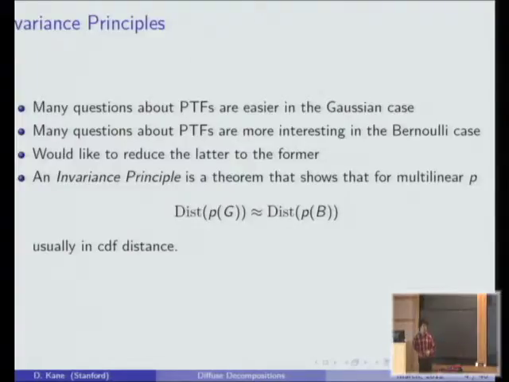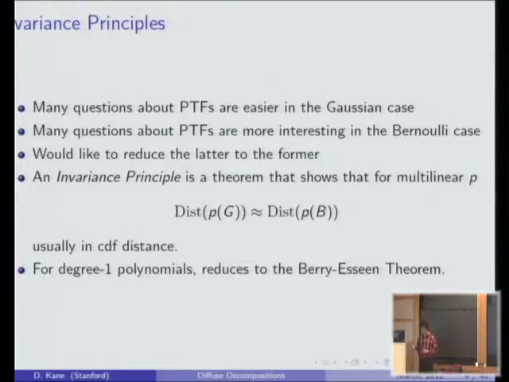Of course, they won't be close in statistical distance because the first of these distributions is continuous and the second one's discrete, so the statistical distance will always be 1. But in some of these other metrics, they might still be close. So in particular, if you think about this for degree 1 polynomials, this reduces to a special case of the Berry-Esseen theorem. It says that if you look at a linear combination of independent Bernoulli random variables, then in terms of the cumulative distribution function, this thing will be close to the same linear combination, in fact, of independent Gaussians. But of course, this linear combination of independent Gaussians is just the single Gaussian with the correct mean and standard deviation.